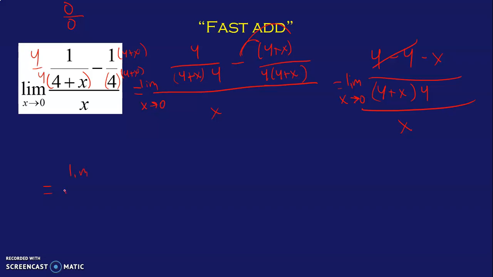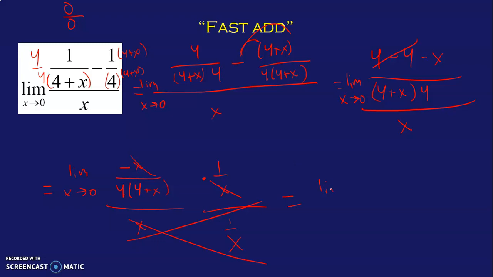So I'm going to get the limit as x approaches 0 of negative x over 4 times 4 plus x over x. Now there's a lot of different ways to visualize this, but I can cancel out this x and this x. You can either think about the definition of dividing fractions, so multiplying by the reciprocal, or you can just think I'm going to multiply the top and the bottom by 1 over x. So those will cancel out. Those will also cancel out. So it would be the limit as x approaches 0 of negative 1 over 4 times 4 plus x.